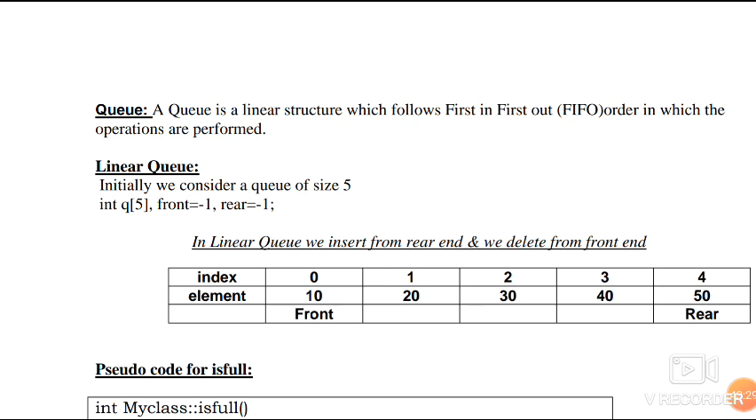Then we have seen the concept of double-ended queue. In double-ended queue, insertion and deletion are possible from both ends. That is, double-ended queue has two types: input restricted queue and output restricted queue, where we can perform insertion from rear as well as insertion from front. In double-ended queue, it is possible to delete an element from the front. Also, it is possible to delete an element from the rear. We have also seen the concept of priority queue.